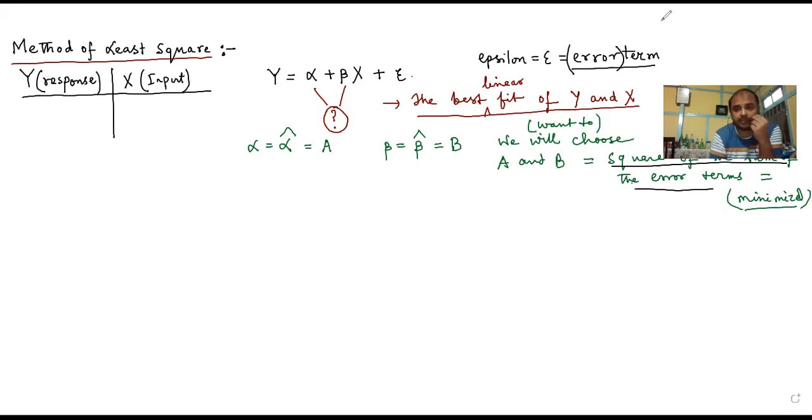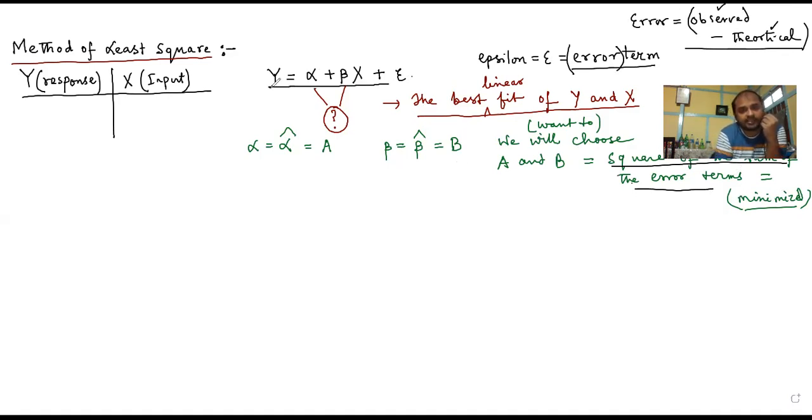What is error actually? Error means the difference of the observed value from the theoretical value. Now, if we consider the sum of these errors, it may so happen that this sum is minimized, but the individual values are maximized. So to analyze it properly, we need to take the square of the sum of the errors and try to minimize that. So what is this error over here?